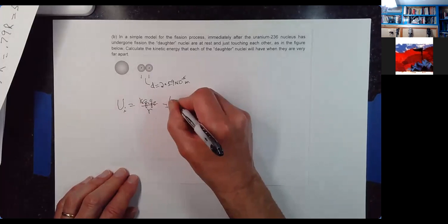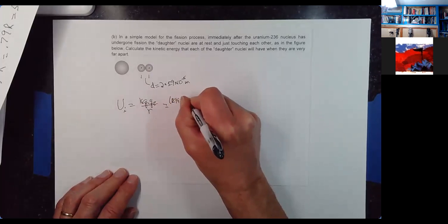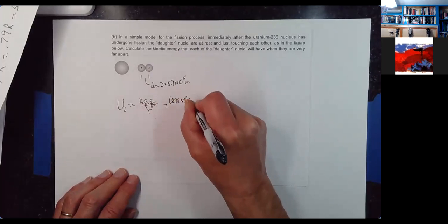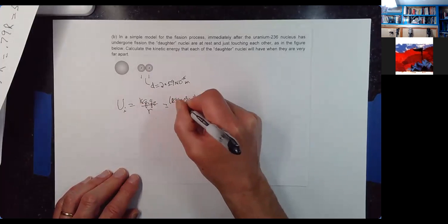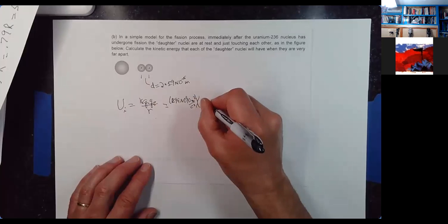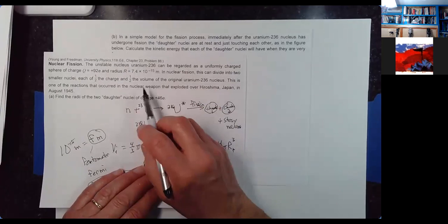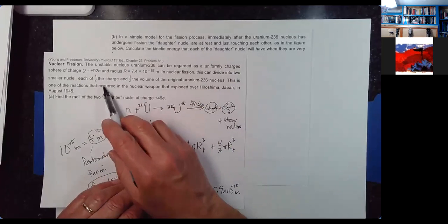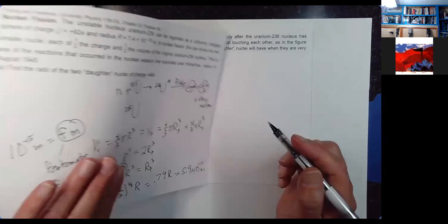So we'll have here 8.99 times 10 to the 9th Newton meter squared per Coulomb squared. Some of this may be starting to seem repetitious. Each of these has the same charge of 46e. I think that's mentioned up here somewhere. Let's see, half the charge and half the volume. Half of 92 is 46.